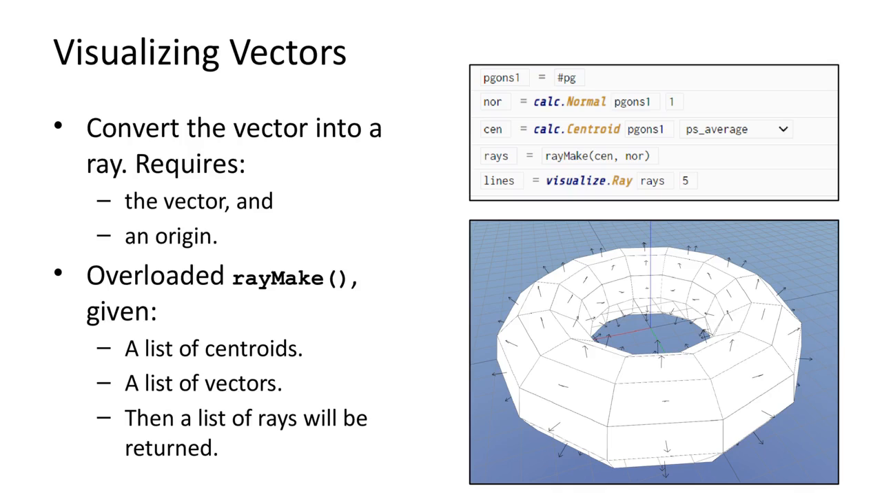A vector cannot be visualized since it has no location. So there is no way of knowing where to actually draw the vector. However, if a vector is converted to a ray, then it can be visualized. In order to do that, you need to specify an origin for each ray. In this example, the origin can be the centroid of the polygon. You can create the rays using the raymake inline function, which is overloaded. You can then visualize the rays using the visualize.Ray function.